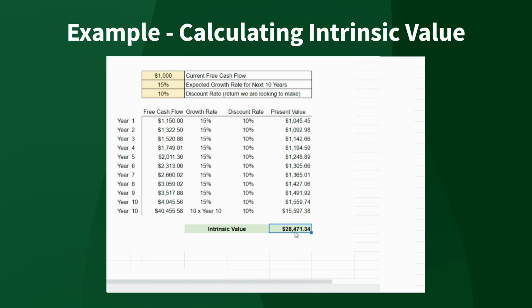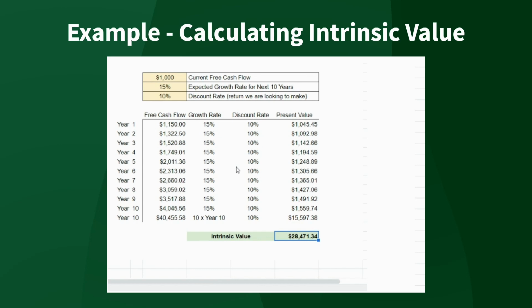$28,471. Now what this means is if we were to buy cash printing enterprises, we would need to pay $28,471 to get a 10% return throughout the life of this investment. This would be our intrinsic value of all these future cash flows discounted back at a 10% discount rate.